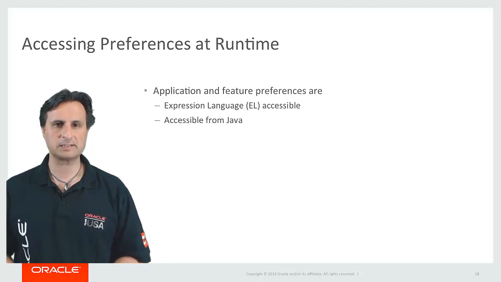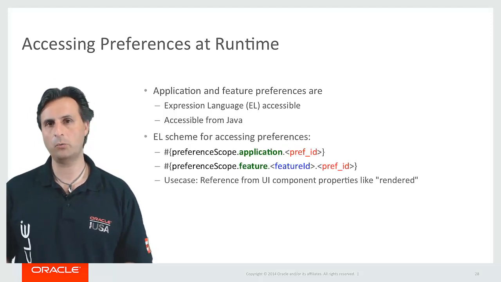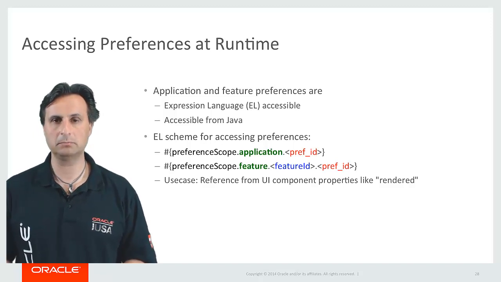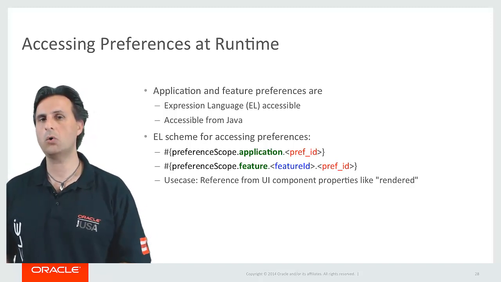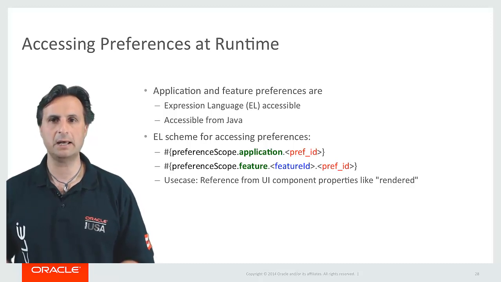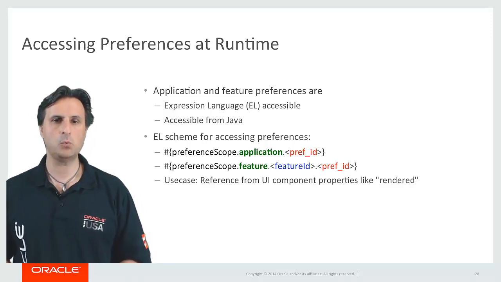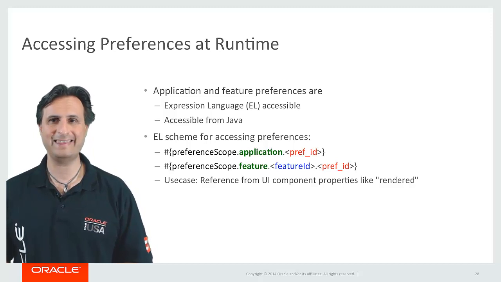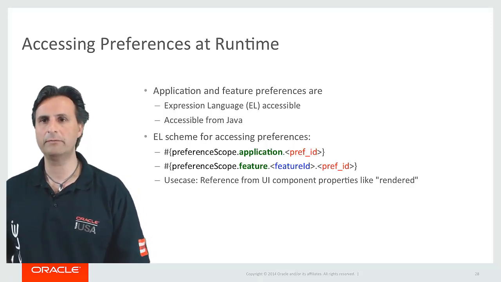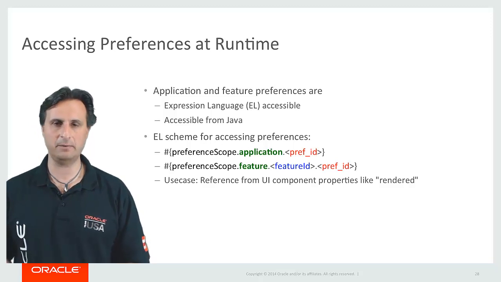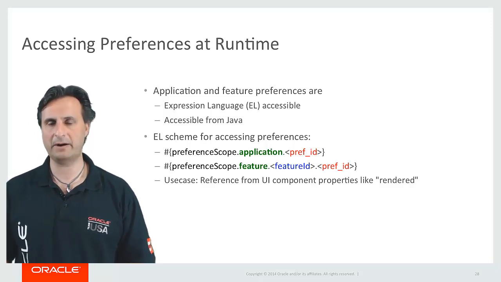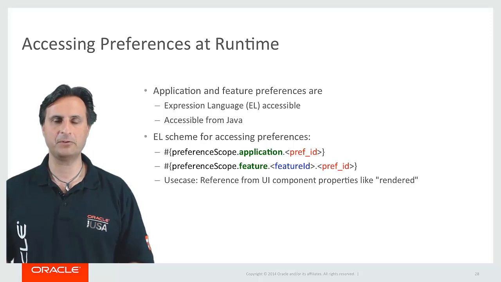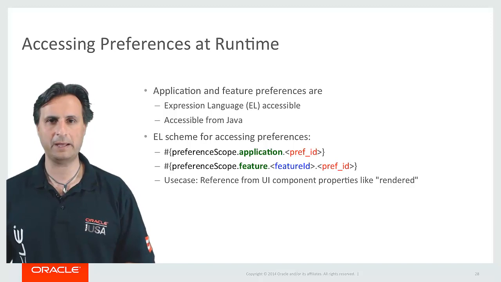The scheme for accessing preferences depends on whether you're accessing global application-wide preferences or feature preferences. For the application-wide preferences, the expression language scheme that you use will be hash, curly brace open, preferenceScope, and then the keyword application followed by the preference ID. And I mentioned that when you design preferences, you specify IDs. These IDs could be dot-notated strings, and that is what you have to append here.